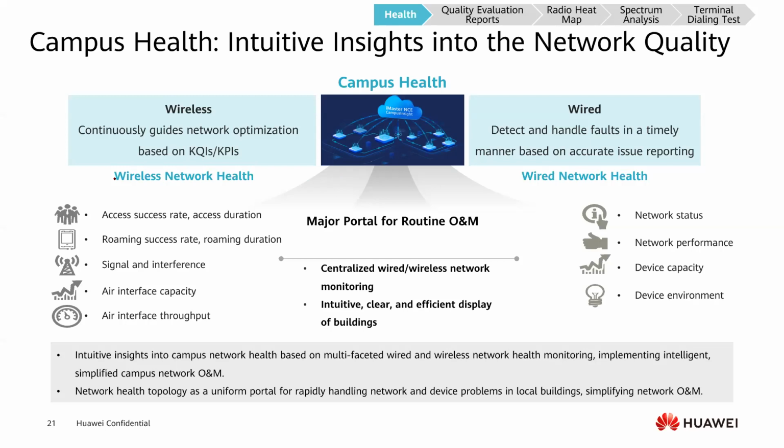And for the wireless network, it is based on 5 metrics such as success rate, access duration, the roaming success rate, roaming duration, signal and interference, air interface capacity, and air interface throughput. And also for the wired network, you can check the network status, network performance, device capacity, and device environment. And all of these things, they will show you on the CampusInsight page.